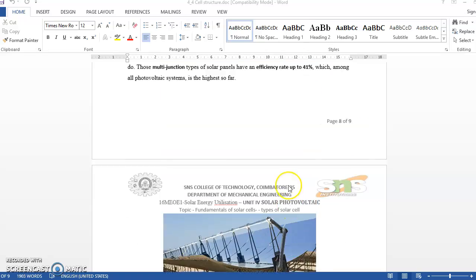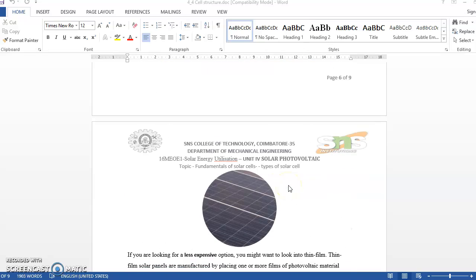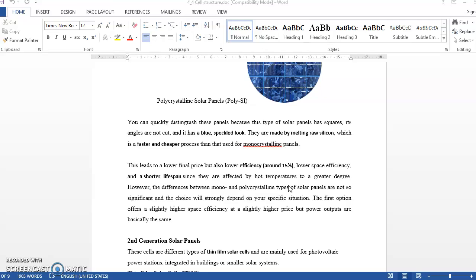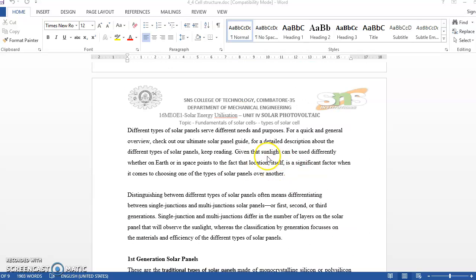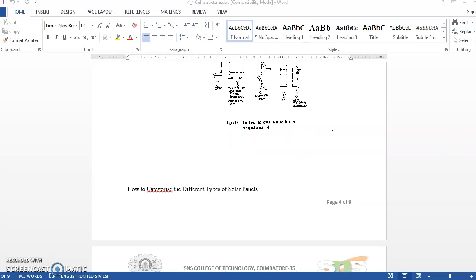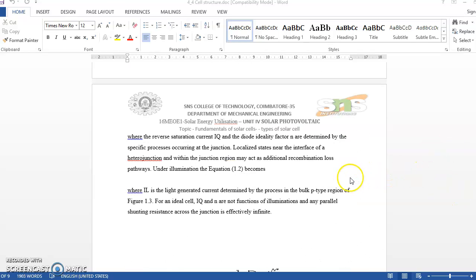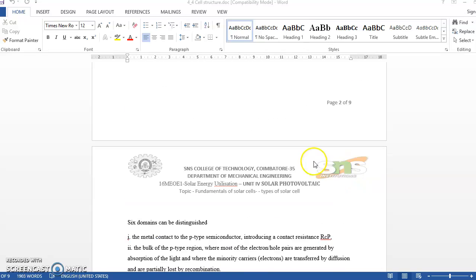So this is about the different categories of solar panels. So in the class itself, we have seen different types of solar panels, an introduction and its basic skeleton, which we studied in this part.